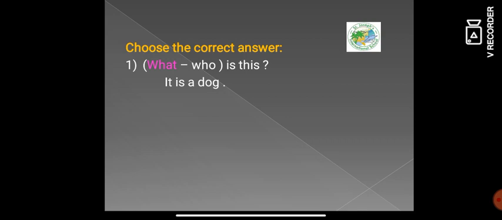So, we have said that which word we use to ask about something? Who or what? What? So we choose what is this? It's a dog. We use what to ask about something or animals. Again, we use what to ask about something or animals.